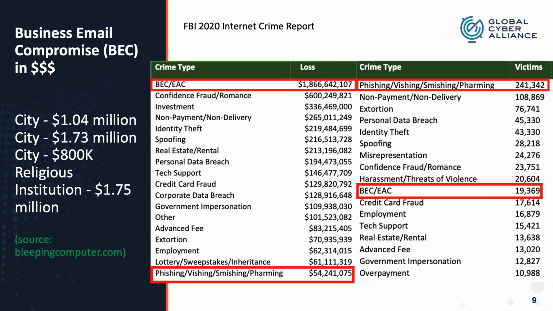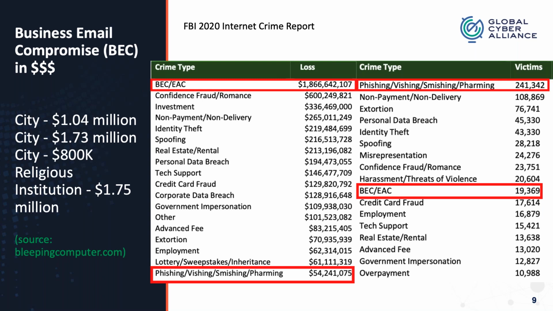As an example, on the left-hand side you see cities as the top three there, anywhere from 800,000 to 1.73 million, but a religious institution as well, right? And religious institutions get money either funded or donated. So they took 1.75 million from a religious institution. So they don't care who you are. As long as there's some level of money, they're going to take that information, or steal financial information from you, or actually take the money itself.